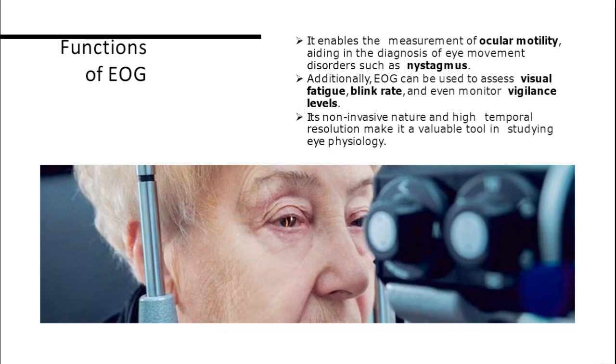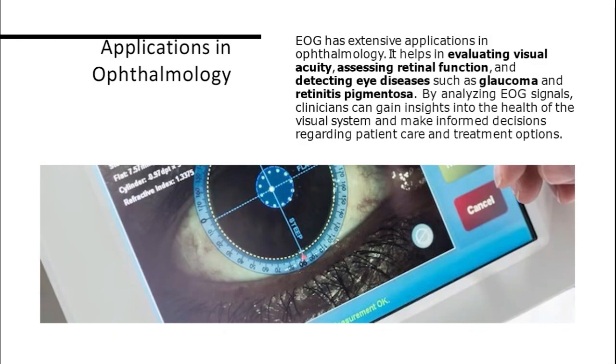It can also be used to assess visual fatigue. It can also be used to assess the blink rate and vigilance levels. Vigilance levels is a sum total of this, like whether we have visual fatigue, or suppose there is a problem with blinking, if there are dry eyes, or there are certain other problems. So that is also monitored by the vigilance levels. And also it is non-invasive, so it's a very important tool in studying eye physiology.